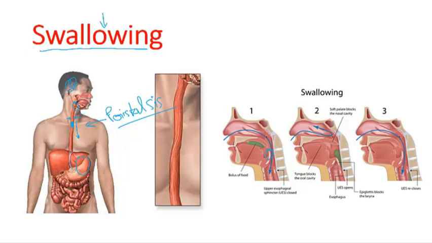So to prevent that, there are valves that will close up that nasal passage, and that's what happens at the very beginning. And the second step is the tongue starts to rotate, and it tries to force this bolus, which is saliva mixed with ground food, into the first area of the pharynx known as the oropharynx.